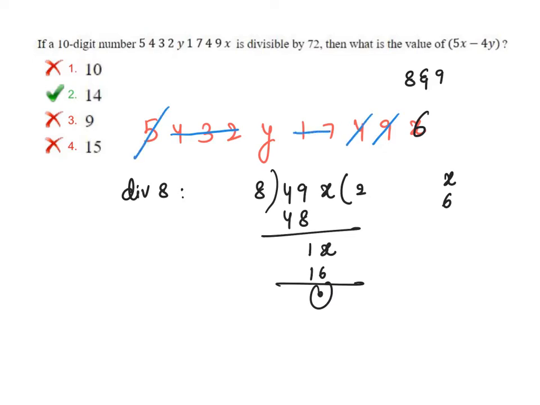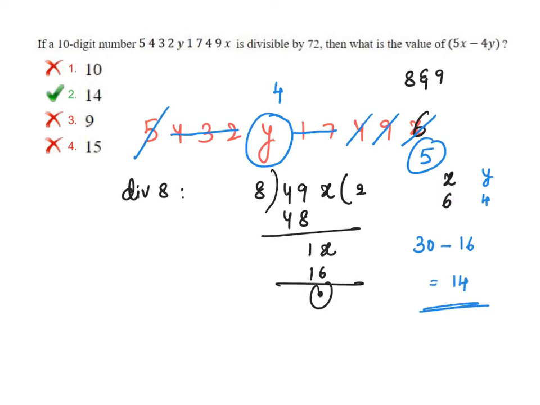7 plus 1 is 8. I am taking 1 from 6. So, remaining is 5. So, 5 plus how much gives you 9? 5 plus 4 gives you 9. Therefore, x value is 6, y value is 4. He is asking you 5x, that is 30, 4y 16. Difference is 14. Now look at the next one.